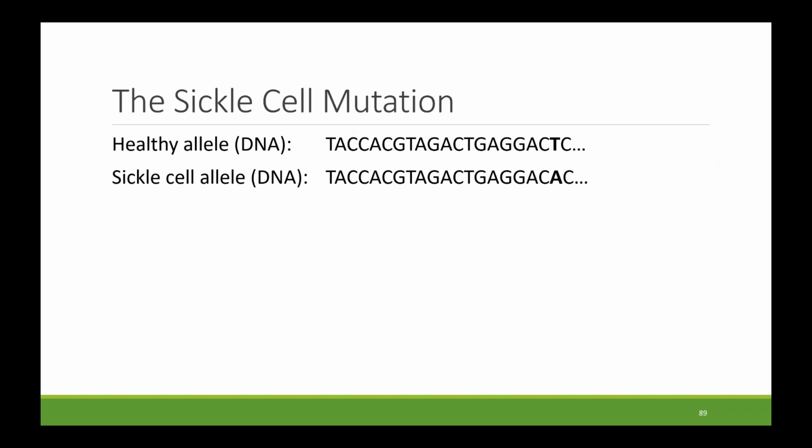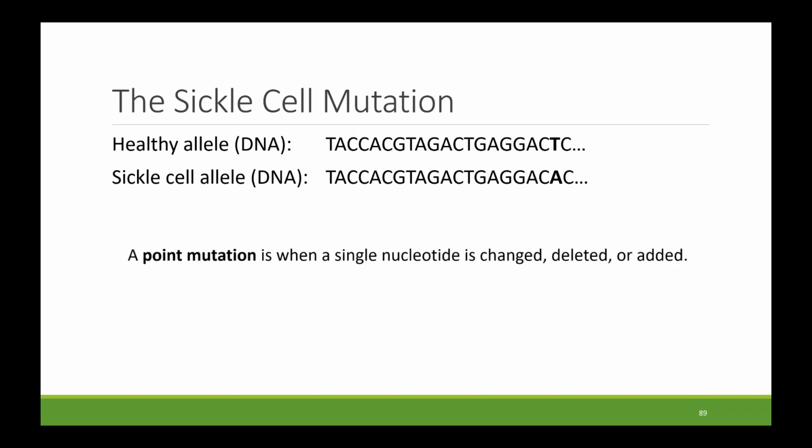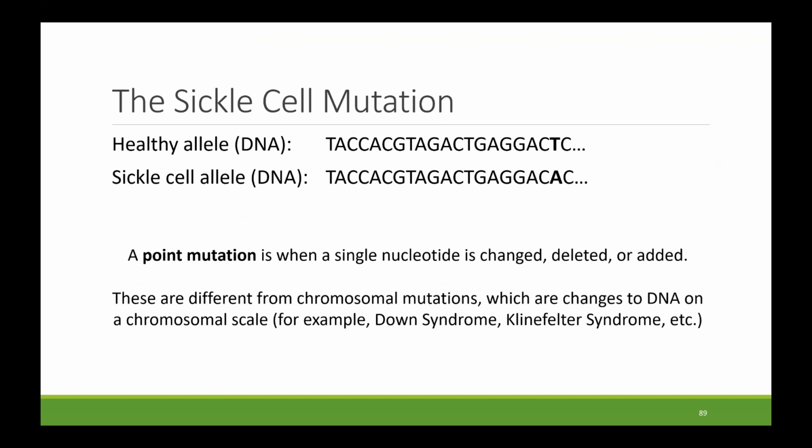Mutations like the one seen in sickle cell are called point mutations. A point mutation is when a single nucleotide is changed, deleted, or added. It's a change that happens at just one point in the DNA. These are different from chromosomal mutations, which we learned about previously. Chromosomal mutations are changes that happen to DNA on a chromosome scale, so an entire chromosome being added or deleted. This includes the aneuploidies that cause, for instance, Down syndrome or Klinefelter syndrome.